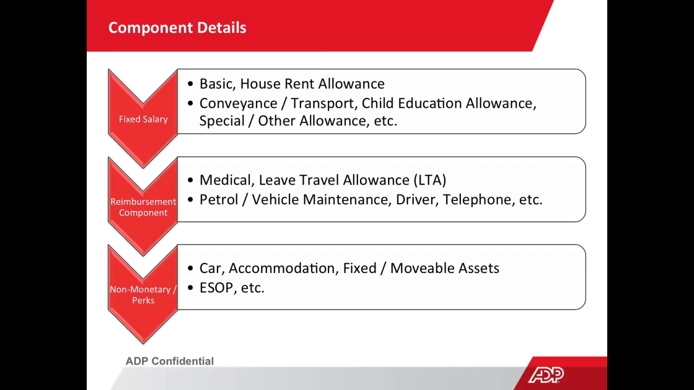So let's go back and understand what elements go into these 5 broad components. First, fixed salary. Certain components are paid as fixed salary: your basic salary, house rent allowance, conveyance or transport allowance, child education allowance, and special or other allowances. There are n number of allowances available, and each company will have its own policies in designing those allowances as per its compensation policy.